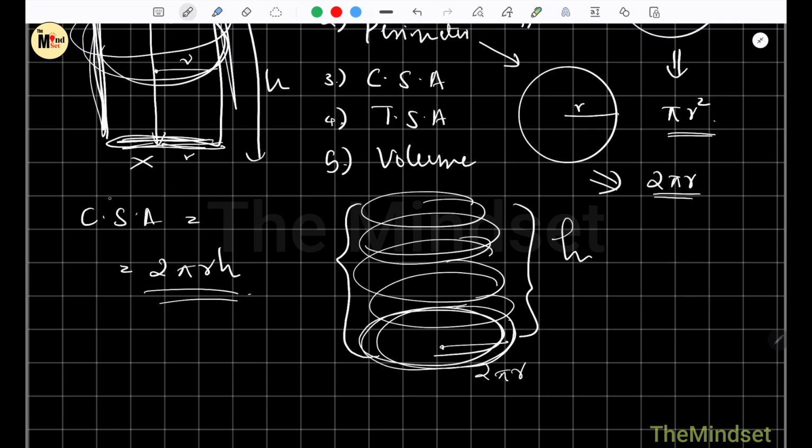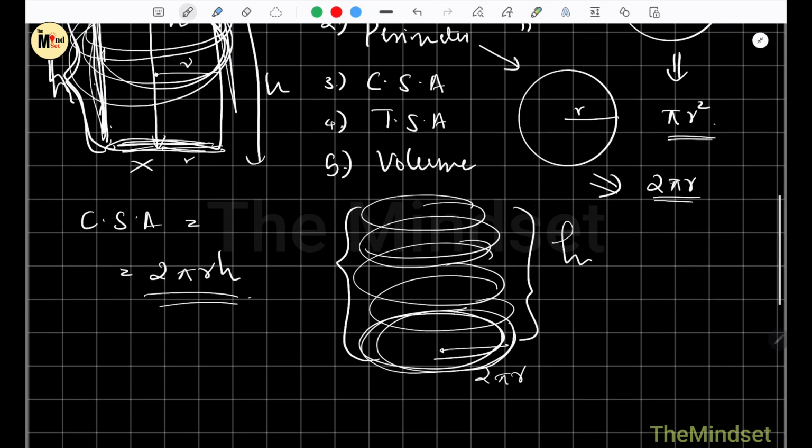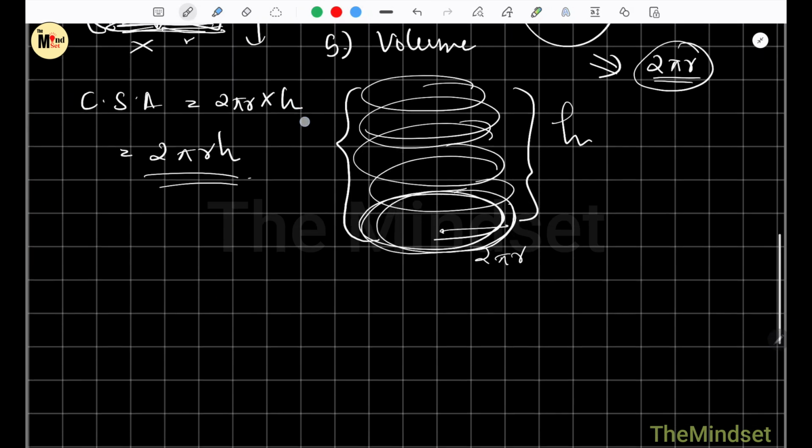Did you understand that? Curved surface area means this much surface. This is the surface area they are asking about throughout this length. So if you know the surface area of one circle, you just have to multiply it with the height, because that is the number of circles. So it will be 2 pi r, which is the perimeter of one cross section, into the entire height h, which gives the curved surface area.